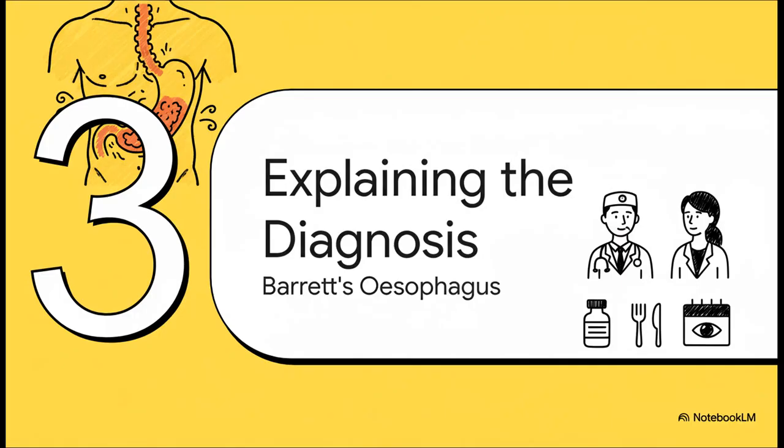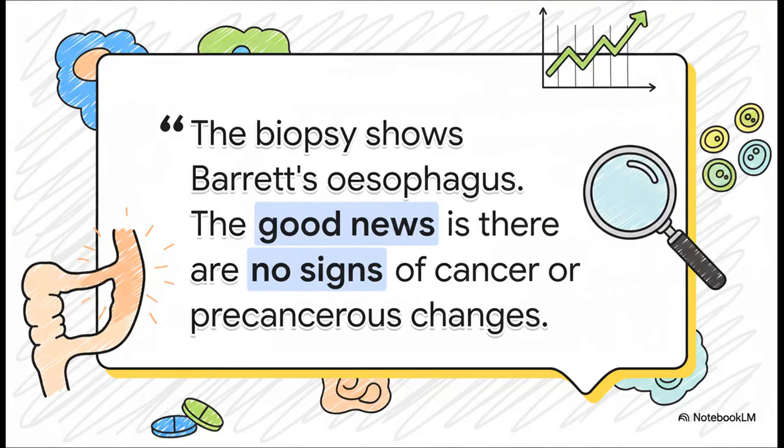All right, you've done the groundwork perfectly. Now it's time to deliver the diagnosis. And the magic formula here is to be clear, be empathetic, and give that reassurance right away. So, think of it like giving a headline first. You state the diagnosis, Barrett's esophagus, and then you immediately hit him with the good news. The great news is there are no signs of cancer or any precancerous changes. See how that works? You've just tackled his number one fear head-on.